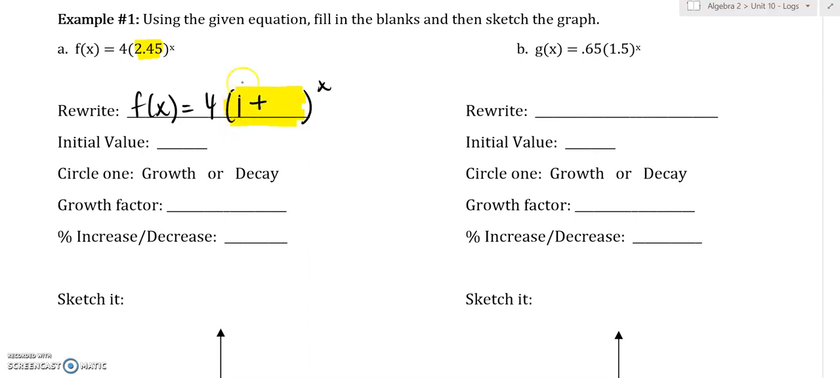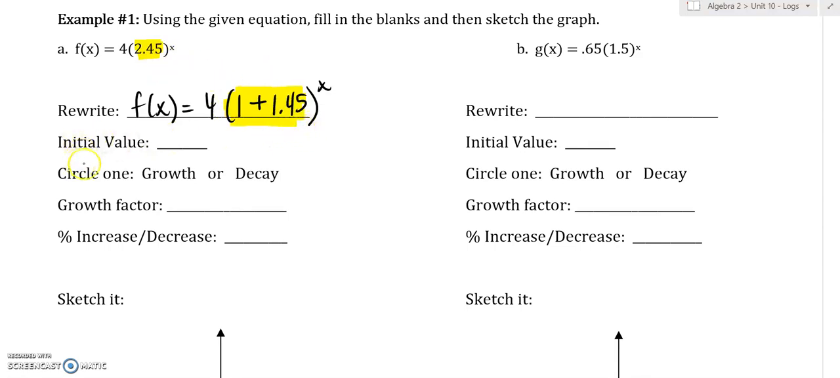I have to put a 1 because that's just in our standard form, and I'm going to put a plus sign because I know this is a growth. If I have a 1 plus in there and I want to get it to match 2.45, then I have to insert a 1.45. Because when I add up this yellow piece in parentheses, I want to get back to the other yellow piece. Those should be equal. I didn't change the number, I just rewrote what it looked like. And that's what we're doing on the rewrite.